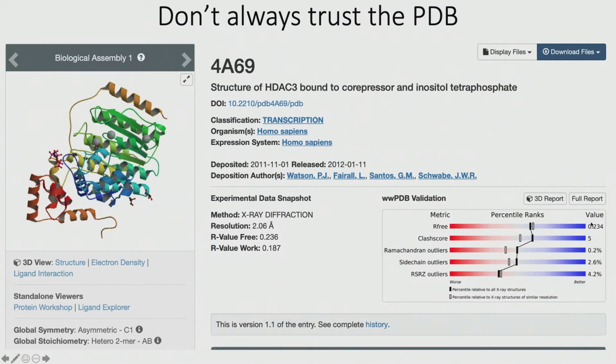The further to the blue it is, the better it is. This sort of represents the average. The average at the same resolution that this structure is at.